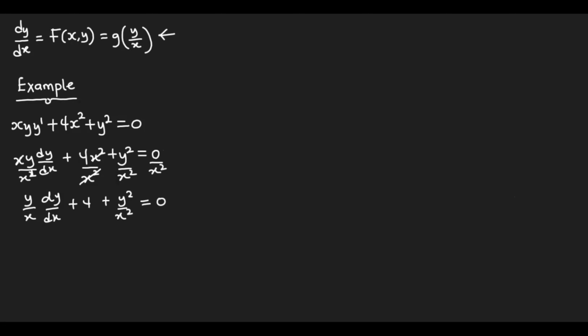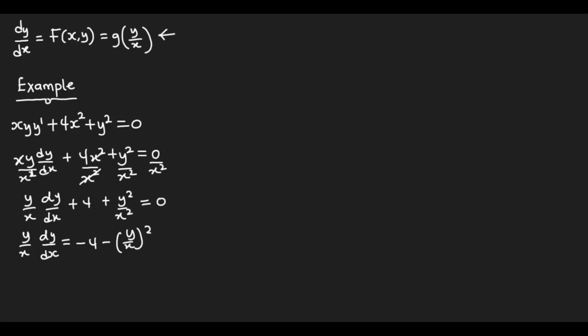Okay, so what I'll do next is that I will take some of the terms to the right hand side. So we are going to have y over x dy/dx equal to minus 4 minus y squared. Let me group this as y over x squared. Then I will take the y over x on the left hand side to the right hand side. So to do this, I'm going to divide through by y over x.